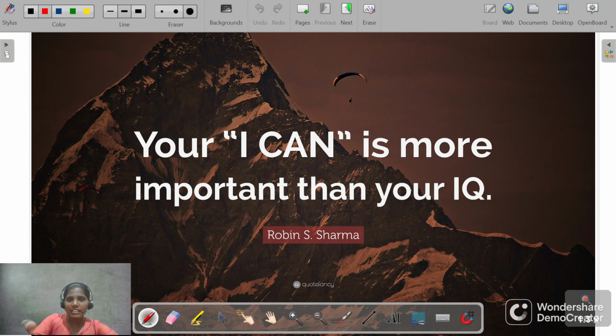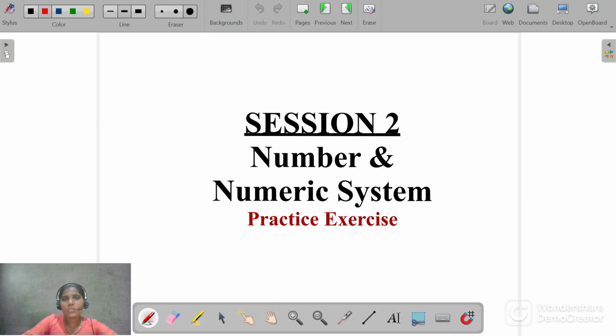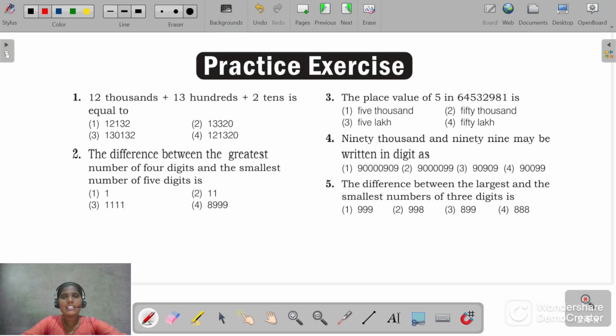We'll move to the slide. This is session 2 of the number and numeric system, where we are solving practice exercise questions. We'll move to the next slide. So let's start our questions. The first question is: 12,000 plus 1300 plus 2 tens is equal to what? We have to write whatever is given in the question. We'll keep solving likewise.